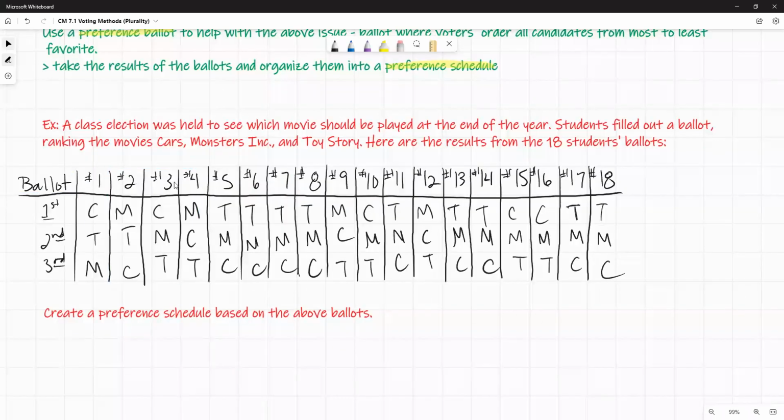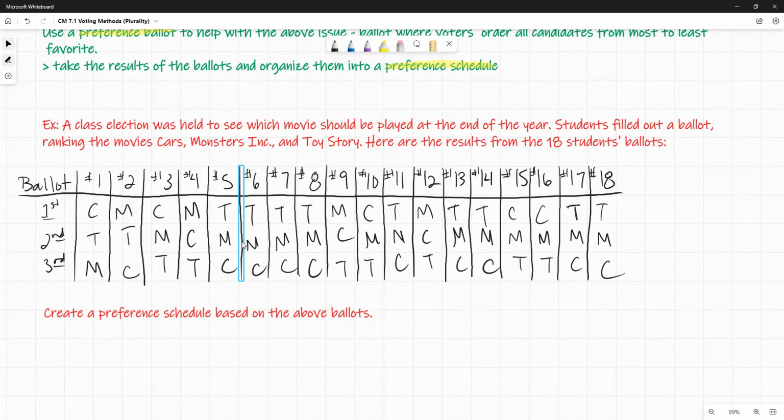These are the different ballots that were put in: the first ballot, the second ballot, third ballot, etc., and this is how each person voted. Each ballot is one person casting a vote. For example, this first person said they would prefer Cars as their first choice, Toy Story as their second, and Monsters, Inc. as their third. The second person said I would rather have Monsters, Inc. as my first choice, Toy Story as my second, Cars as my third, etc. That's our initial record of ballots.